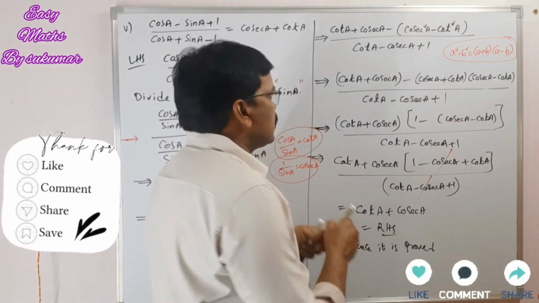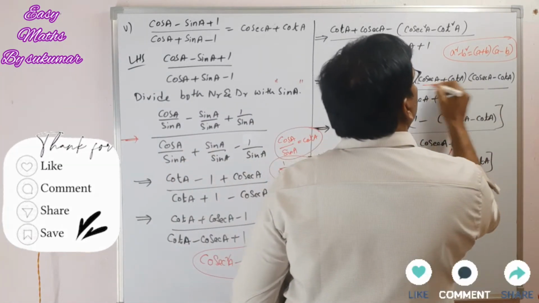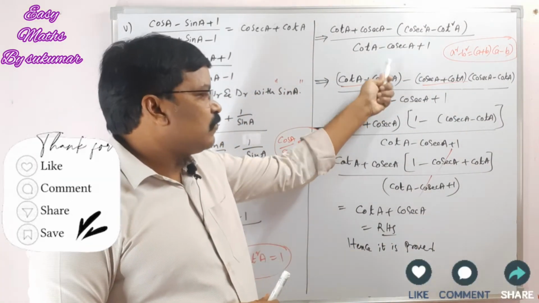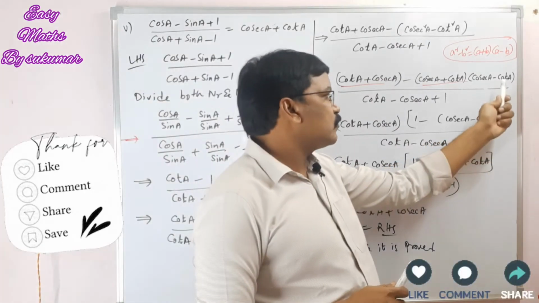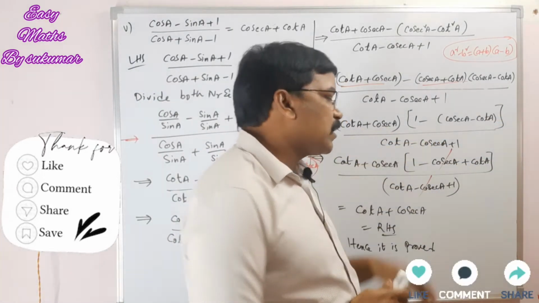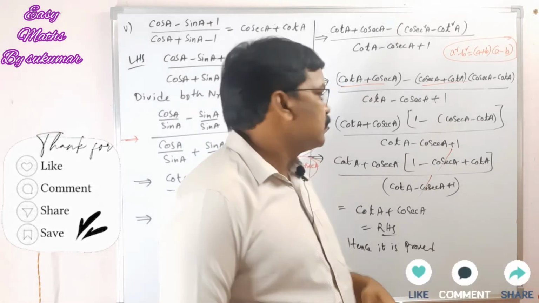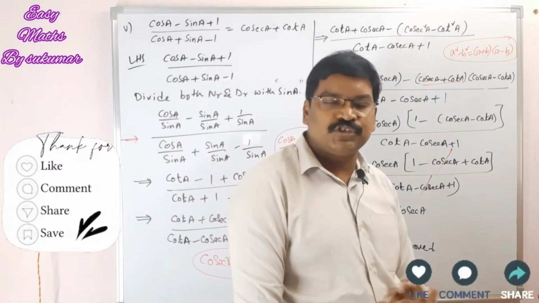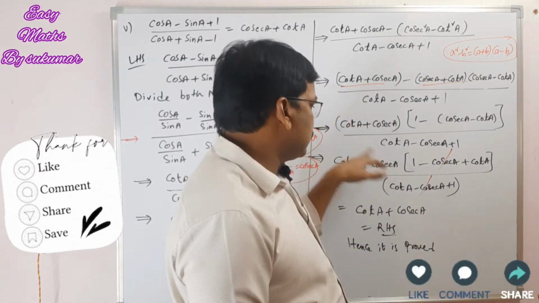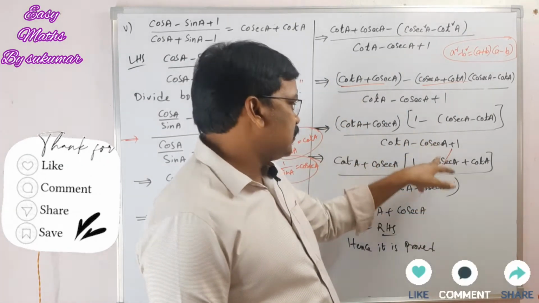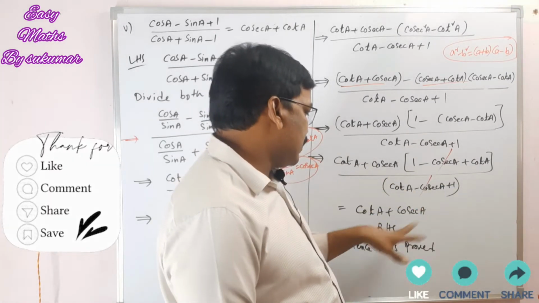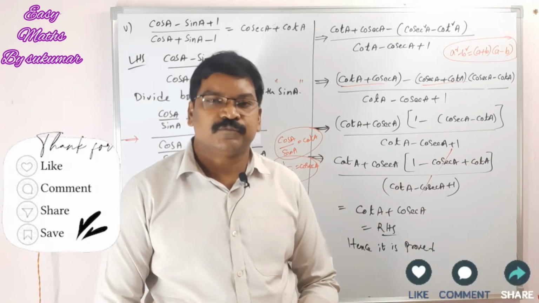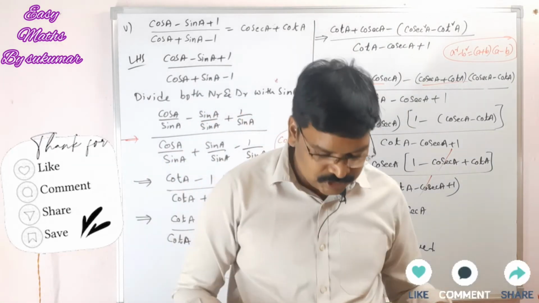Just take cot A plus cosecant A as common. Then finally here 1 minus of cosecant A minus cot A whole by cot A minus cosecant A plus 1. We are writing this denominator same. We are not changing the denominator. Right, up to here. So here these two are cancelled. Then finally cot A plus cosecant A is the remaining term. So it is equal to RHS. Hence it is proved.